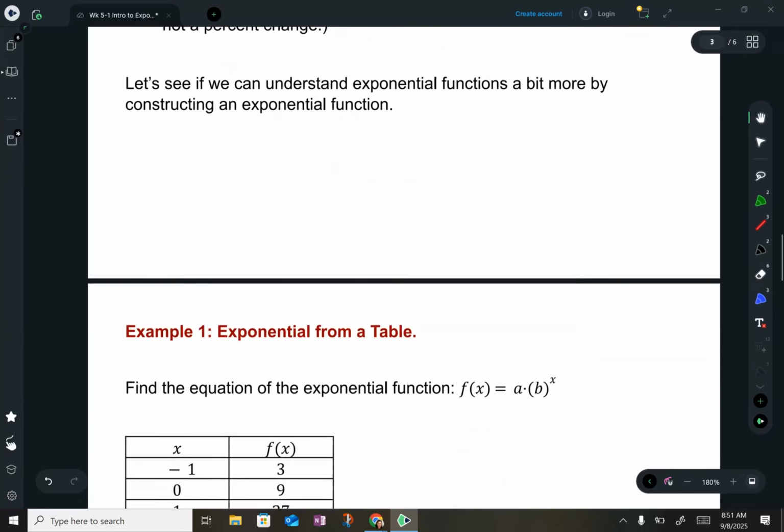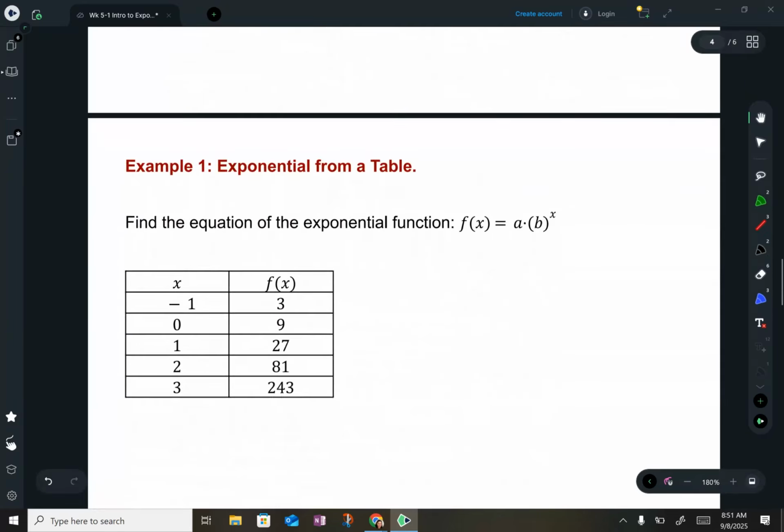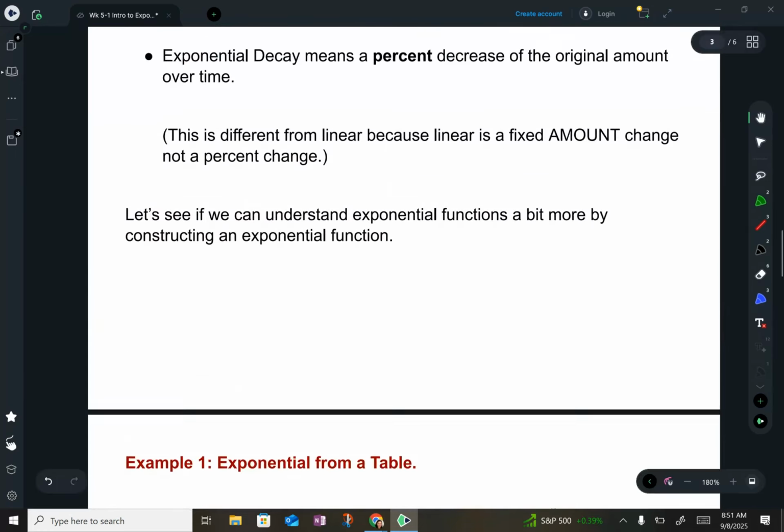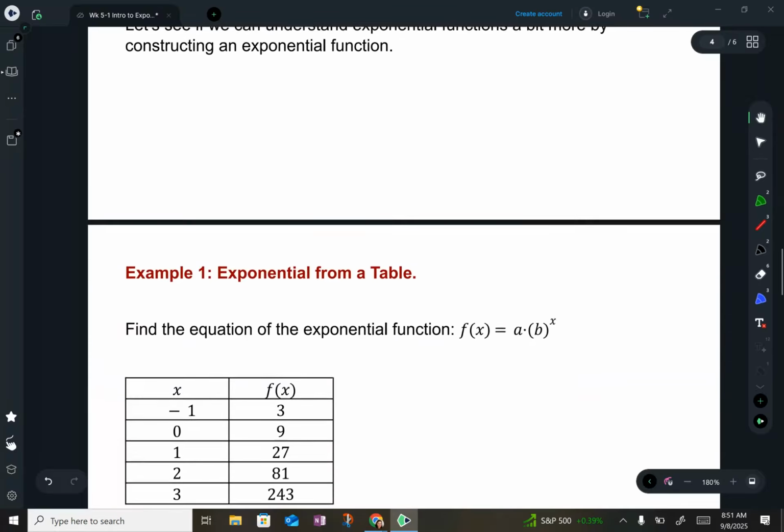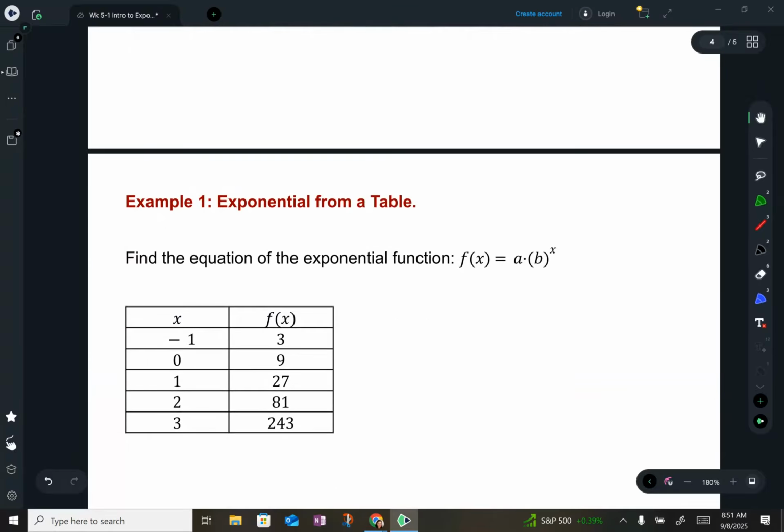All right, so let's jump in and investigate an exponential function from a table. I think I said all this stuff already. Yeah, linears change by a fixed amount. Exponentials change by a fixed percent. All right, so here in this table is an exponential function. We're going to find an equation for it of the form a times b to the x. So what that means is we need to find the value of a and the value of b. Remember, a is the starting point and b is the percent change.